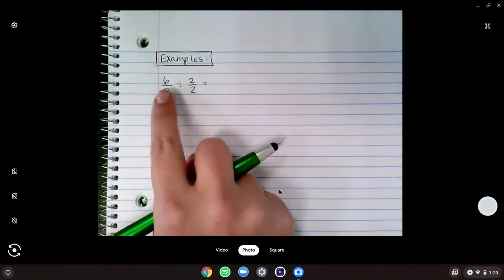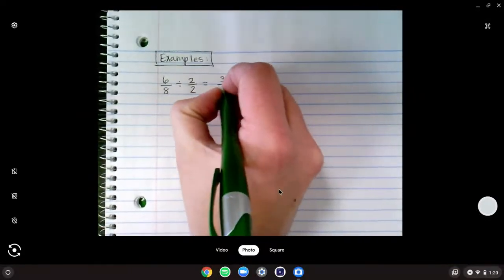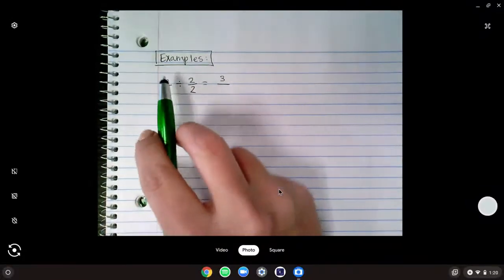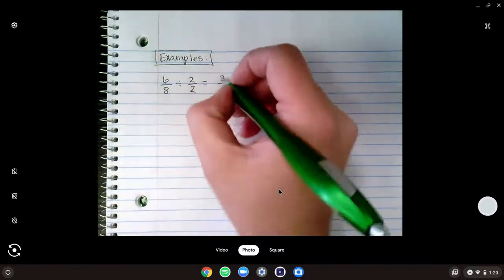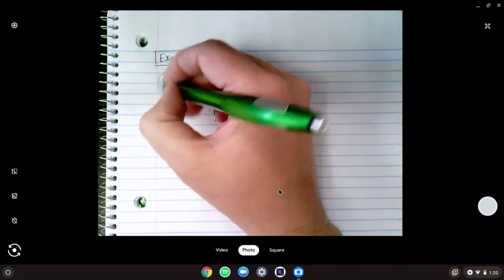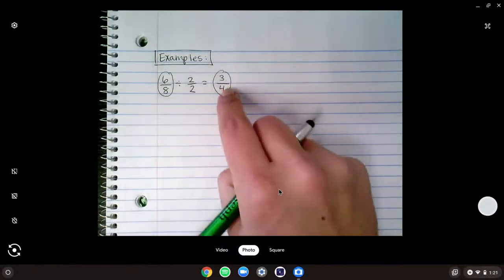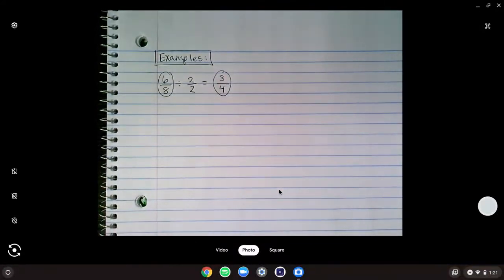Now I'm going to divide. 6 divided by 2 is 3, because 3 times 2 equals 6. Then I can do 8 divided by 2, and that equals 4. So my equivalent fractions are 6/8 and 3/4. Can I go any lower? No. 3 and 4 have nothing in common, right? Other than 1. So I can't do any. Okay? Let's try another one.